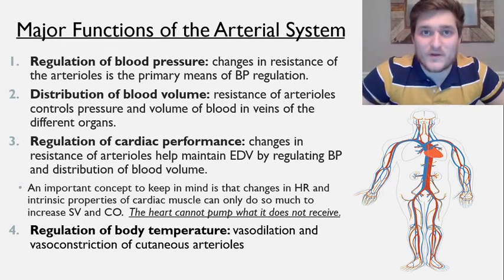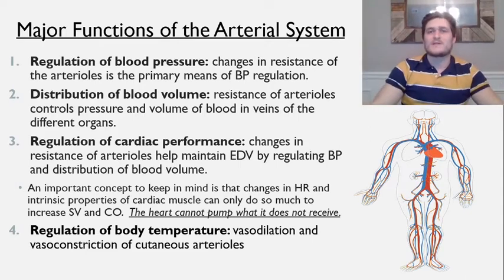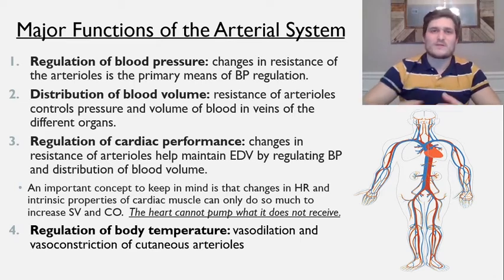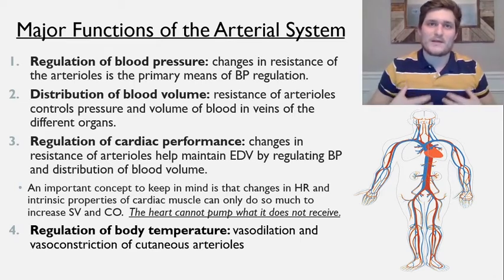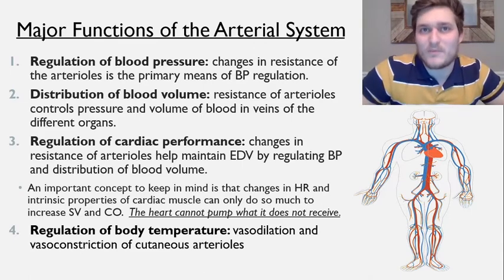Last, another major function of our arterial system is to regulate our core temperature. When core temperature increases, there is vasodilation of the arterioles of the skin. This helps produce sweat, and we lose some of that heat. But when we get cold, when there's a lower core temperature, we vasoconstrict those vessels. That warm blood stays closer to our internal organs, and that helps to keep up core temperature.